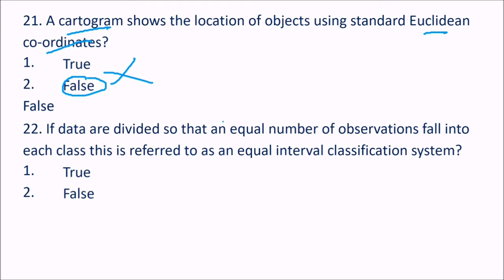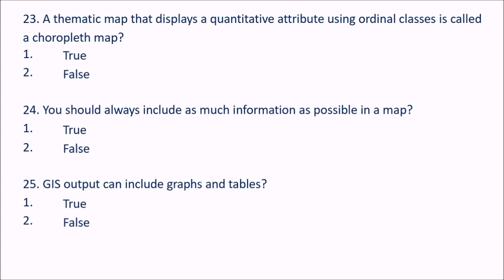If data are divided so that equal number of observations fall into each class, this is referred to as equal interval classification system. Is it correct or not? The answer is false. You need to learn ordinal and nominal and ratio based different scales.